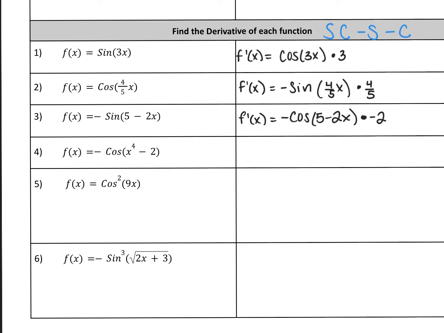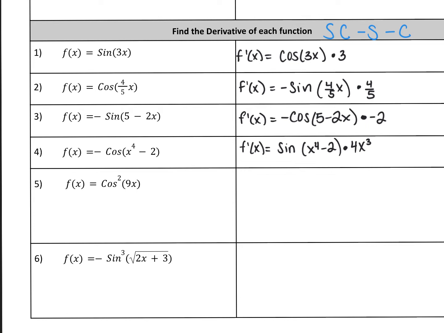And last but not least in this section is number 4. The derivative of negative cos, we go back around, is sine. So f prime of x here is sine of x to the 4th minus 2. And then we take the derivative of the inside. So the derivative of x to the 4th is 4x to the 3rd. And the derivative of negative 2 is nothing. So these 4 are the most basic cosine or sine derivatives that you could have.